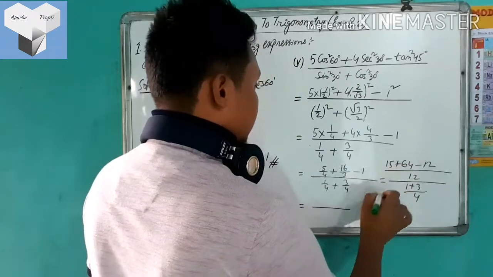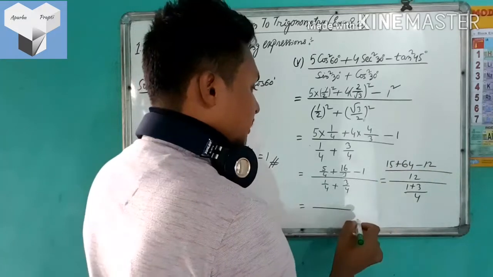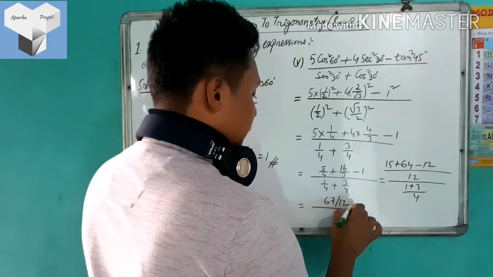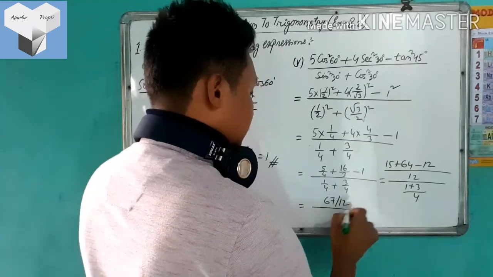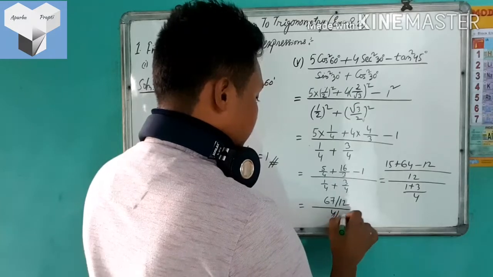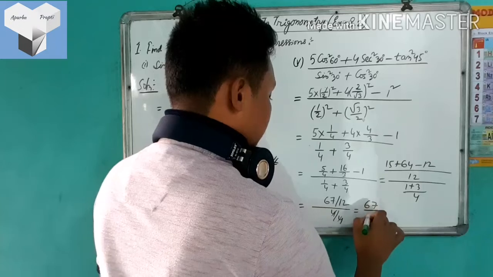We need to simplify again. It will be 15 minus 12 is 3. 64 plus 3 is equal to 67 divided by 12. 1 plus 3 is also 4 divided by 4. So downside is 1. Okay, that means it will be 67 by 12.